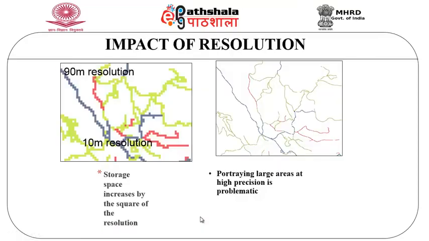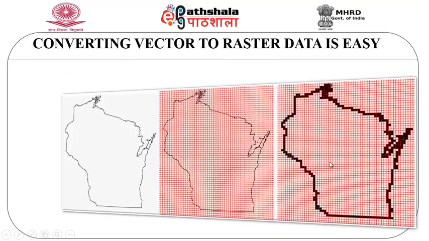If you look at the impact of resolution on the display, this is a representation of the raster data as such. We can see the storage space increases by the square of the resolution, and with resolution this kind of raster data representation gets more jaggy in nature, whereas the vector data representation technique portrays large areas at high precision and is very clear.